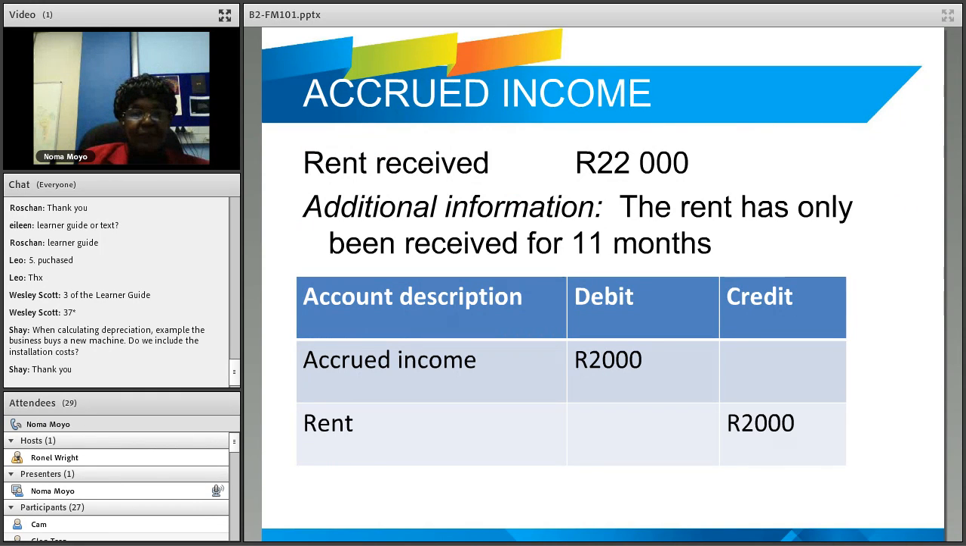Accrued income. Rent received is 22,000. Additional information, the rent has only been received for 11 months. So if this rent was only for 11 months, how much is it per month? We say 22,000 divided by 11, we get 2,000. So it means the 12th month, remember our year is 12 months, is accrued, it means income owing. These guys still owe us 2,000. And then we credit rent. This was rent income.